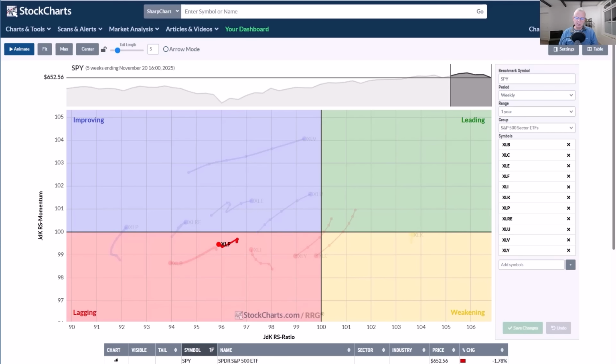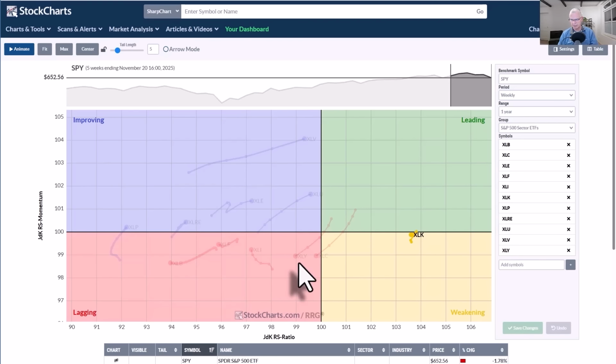And then there is financials. That is inside the lagging quadrant, very short tail, which means that it is a stable relative downtrend. You don't want to have that. And then we have industrials, also inside the lagging quadrant, picking up a little bit of relative momentum, but no relative strength. Remember when we spoke about that commodity tail that was almost vertical? This is even worse. This is going up, but still moving to the left. So it's not picking up relative strength here.